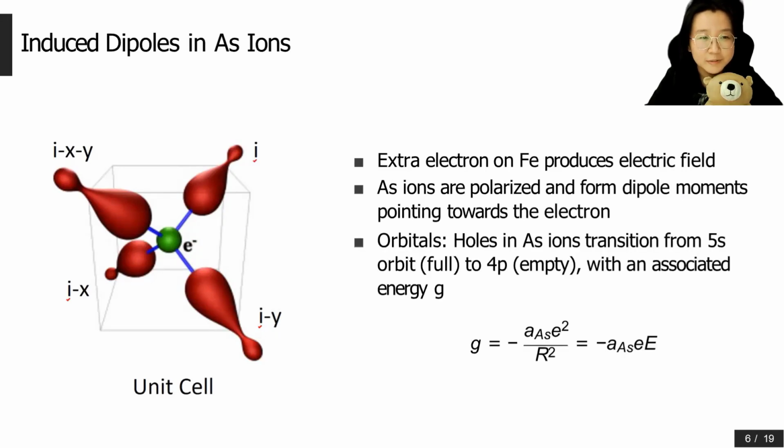Quantum mechanically, we can describe these dipole interactions using a transition between orbitals. The arsenic ions start in their 5s configuration, and the holes have a tendency to transition towards a 4p orbital that points towards this extra electron in the center. This interaction has an associated energy G, which is negative and linearly proportional to the strength of the electric field.